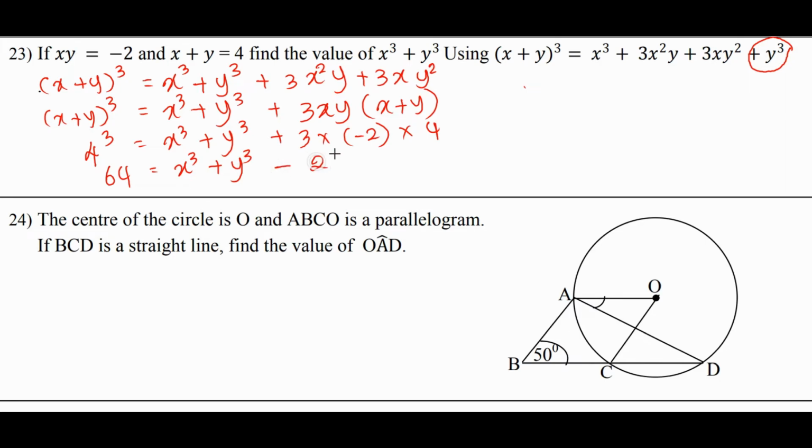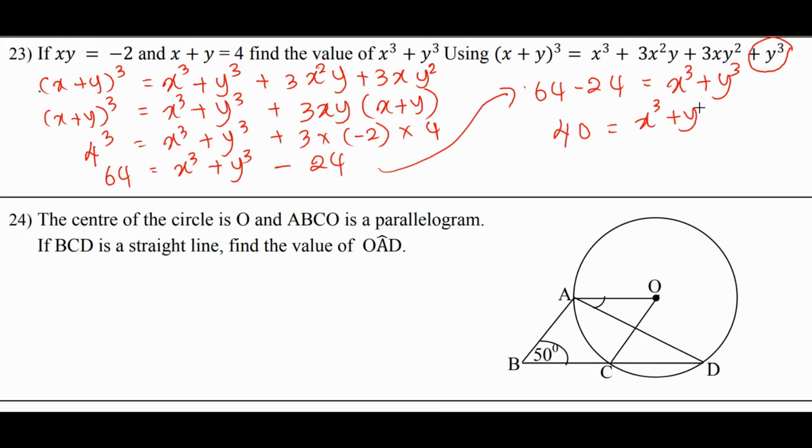I am getting the answer here. 64 minus 24 is equal to x cube plus y cube. Then the answer should be 40 is equal to x cube plus y cube. This is the value we were seeking.